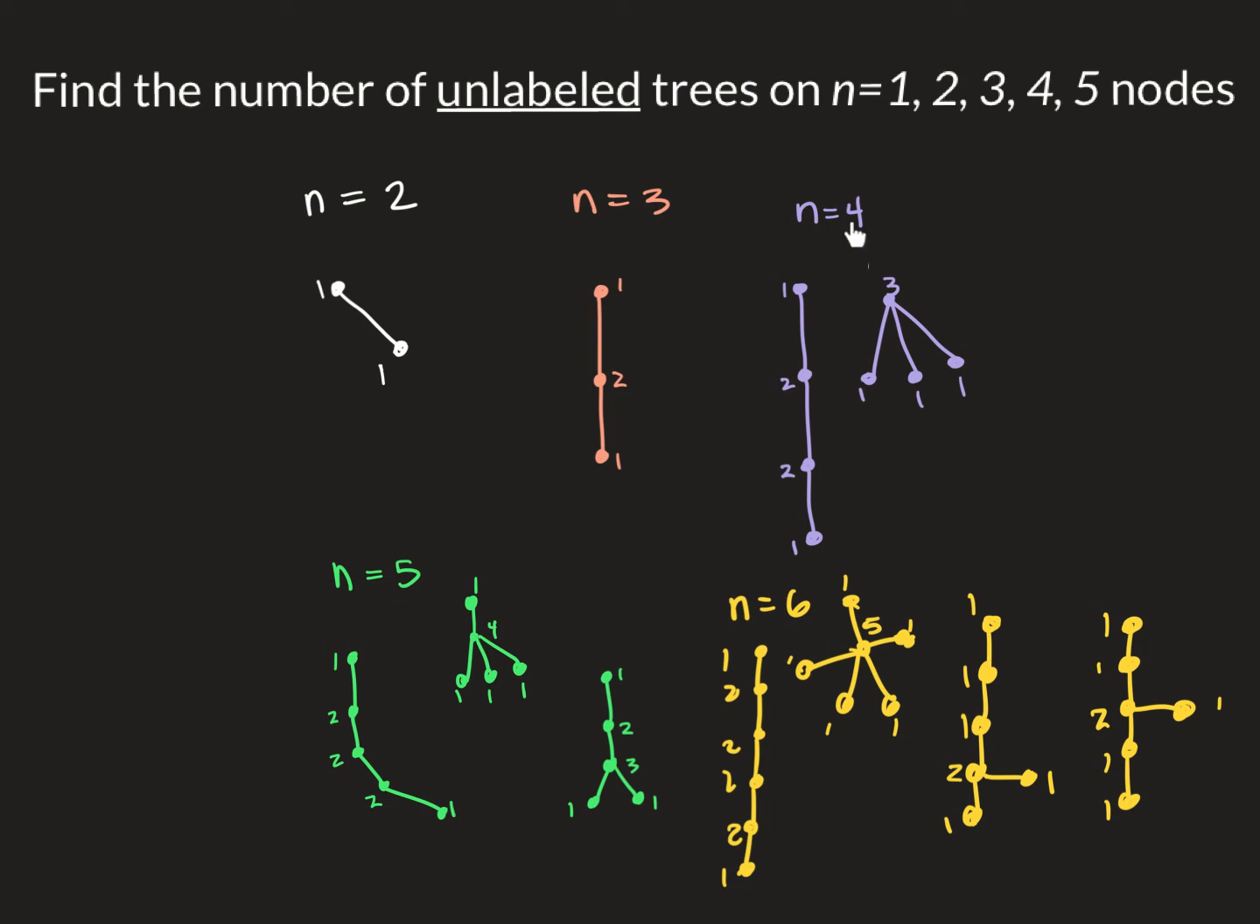On n equals 4 nodes, there are 2 different ones, and a nice way to see this is to count the degree. That's what these little numbers are, where you have 1, 2, 2, 1, and here we have 3 1s and a 3. So those are definitely different. On n equals 5, there are 3 different ones.